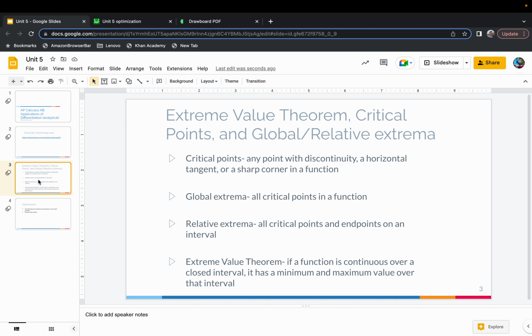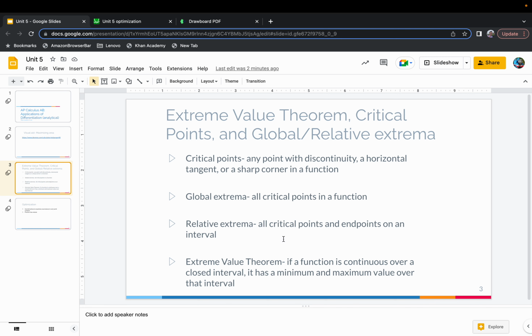So first, things you need to know: critical points, and that's going to include relative minimums and relative maximums, and absolute minimums and absolute maximums, and we'll talk about those. But a critical point is any point where there's a discontinuity, a horizontal tangent, or a sharp corner in any function. And then global extrema are all the critical points in a function. So that's going to be your absolute maximums and your absolute minimum points in the function. And then relative extrema are going to be all the critical points and endpoints in one interval. And that's going to include your relative minimums and your relative maximums.